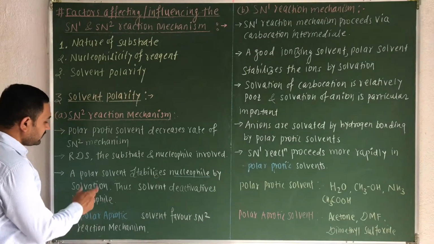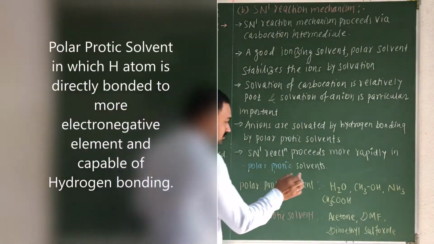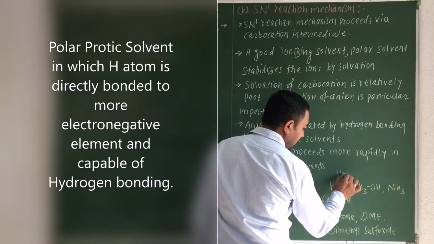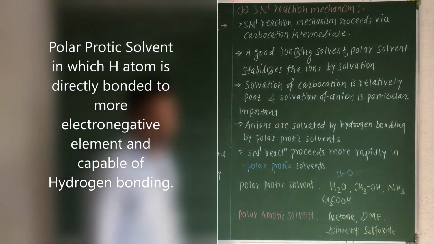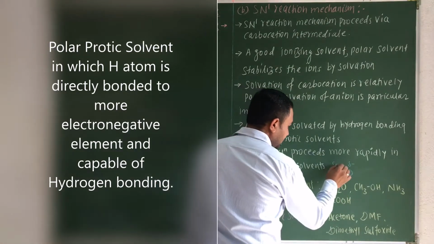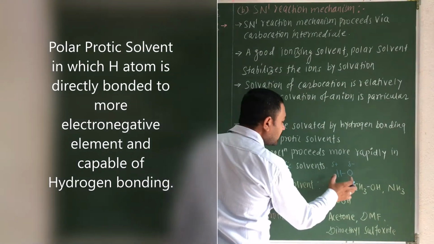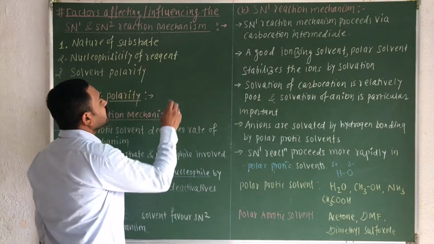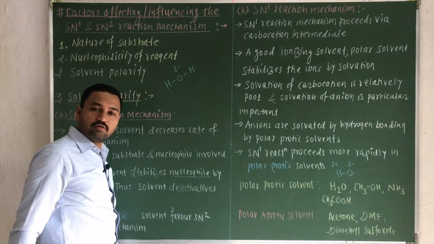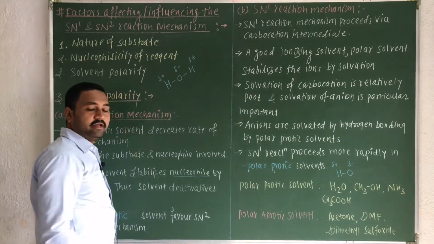Now what exactly is a polar protic solvent? Generally in a polar protic solvent, the hydrogen atom is attached to a more electronegative element. If it is attached to a more electronegative element, then it will give the dielectric property, that is delta plus, delta minus, or simply it is called polarity. So these solvents are polar in nature. For example, if I consider the H2O molecule, you know that this oxygen has more electronegativity, that's why it will have the delta minus charge. Each hydrogen atom will have the delta plus charge.